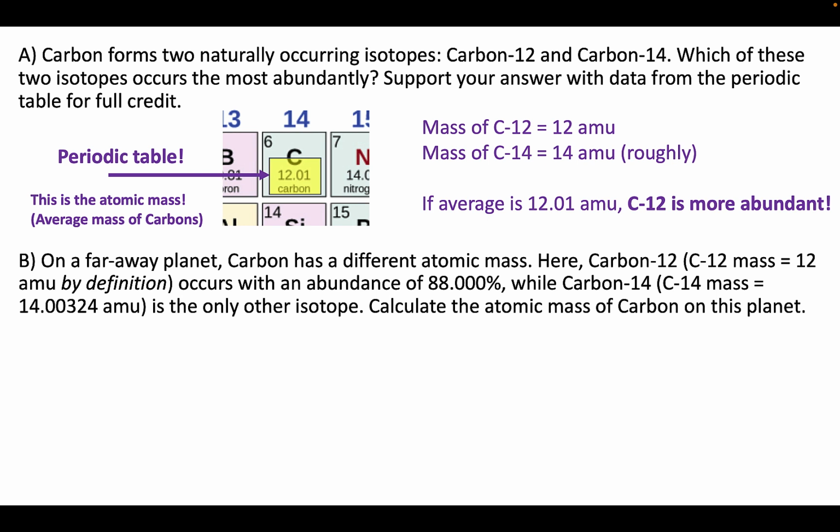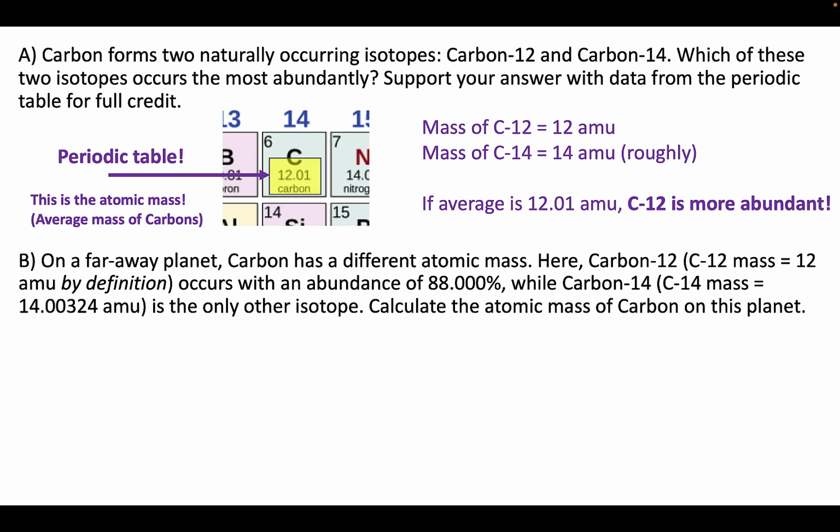And that's part A. On part B, we see that on a faraway planet, we have a different atomic mass. So the 12.01 atomic mass units is not going to apply if we restrict our view to just this planet. And here, carbon-12 occurs with a certain abundance, and carbon-14 is the only other species. We want to calculate the atomic mass of carbon on this planet.